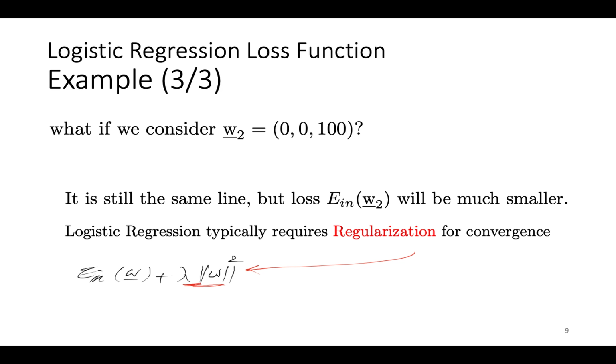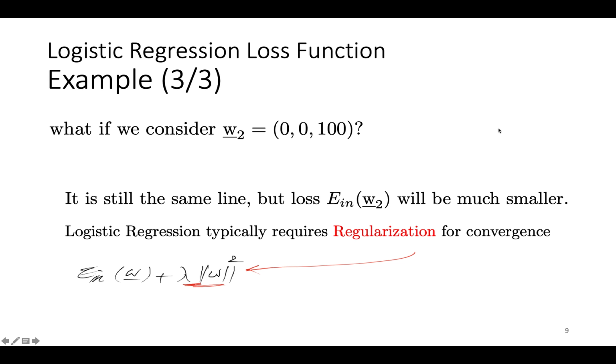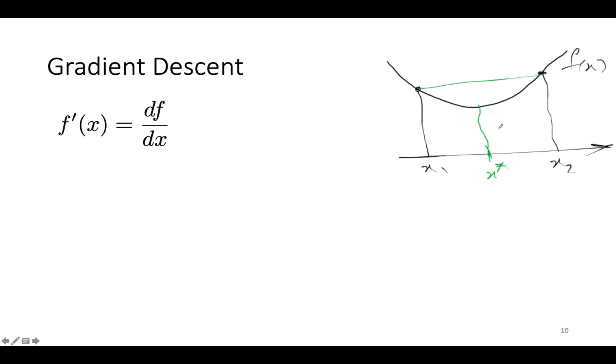So now let's start talking about gradient descent. We have an unknown function f, right? We are interested in finding the optimal spot in order to minimize the loss function, right? So we call that x star.